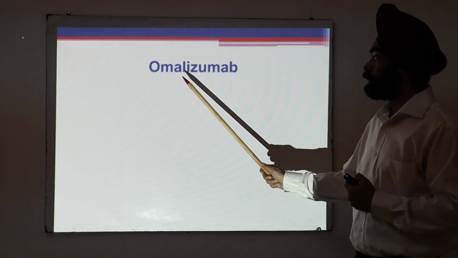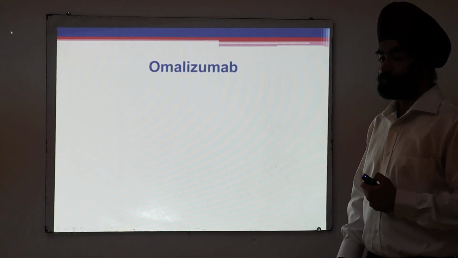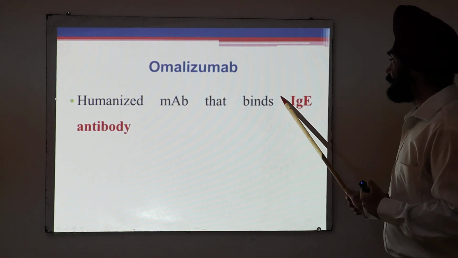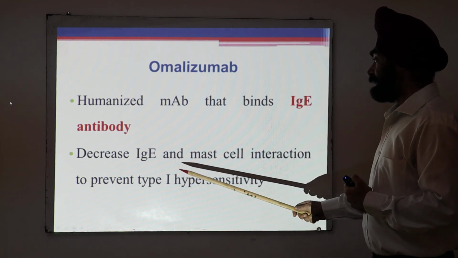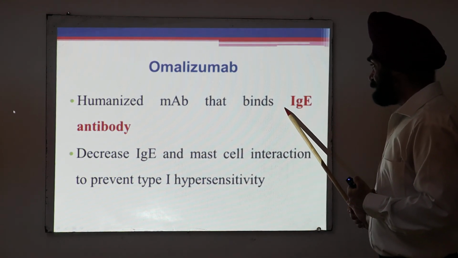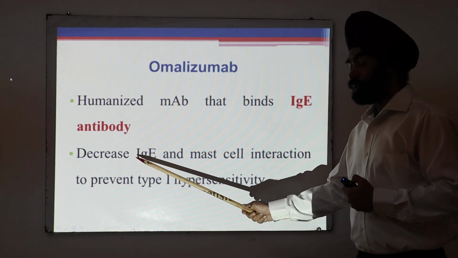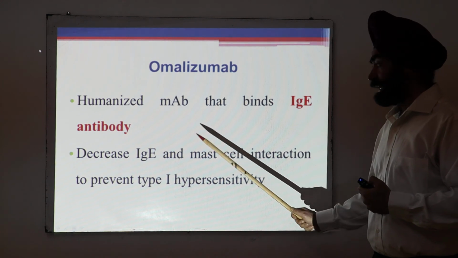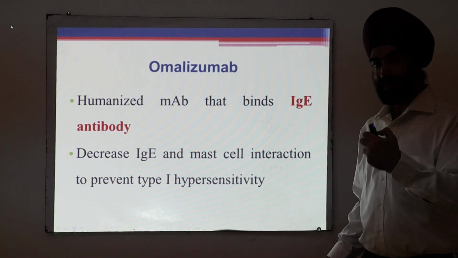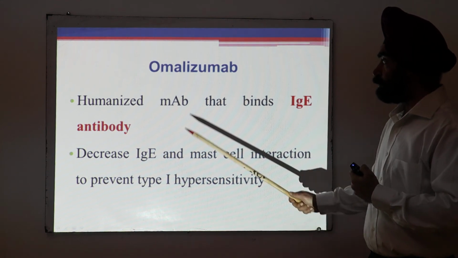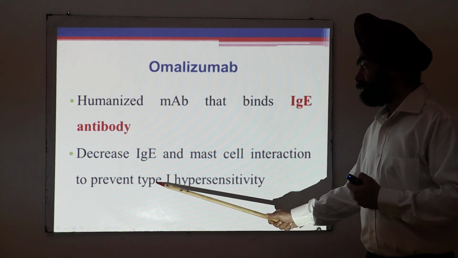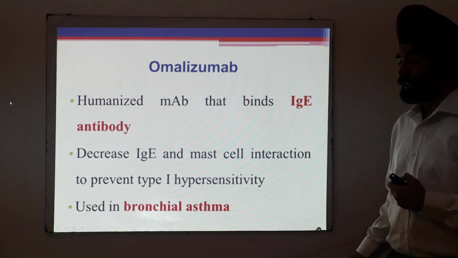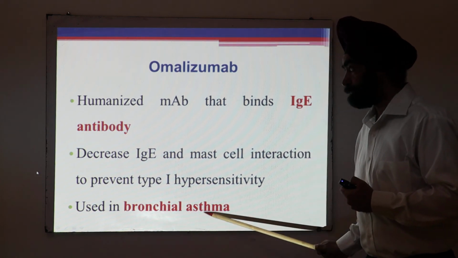Another very important monoclonal antibody is omalizumab. It is a humanized antibody whose target is IgE. And once IgE is inhibited, the interaction between IgE and mast cell will not take place, and as a result, type 1 hypersensitivity will not take place. So you can say omalizumab inhibits the type 1 hypersensitivity reaction by binding to IgE. It is used in bronchial asthma.